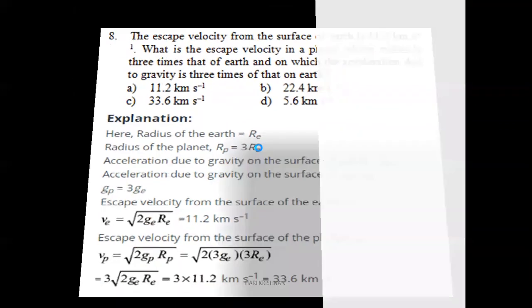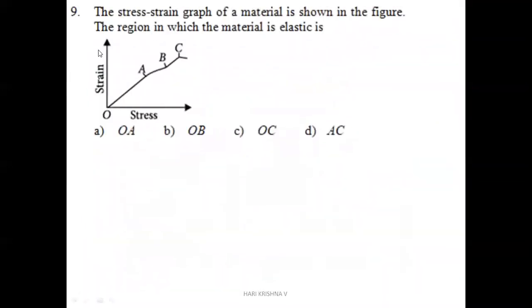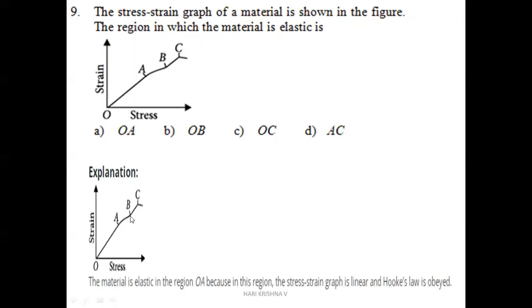Clear? Next, we move on to question number 9. The stress and strain graph. Stress and strain are directly proportional. If you see this graph, only OA, from O to A, is directly proportional. B and C are somewhat curved. So option A is correct. Stress and strain are directly proportional, so whenever it is directly proportional, we get a straight line.